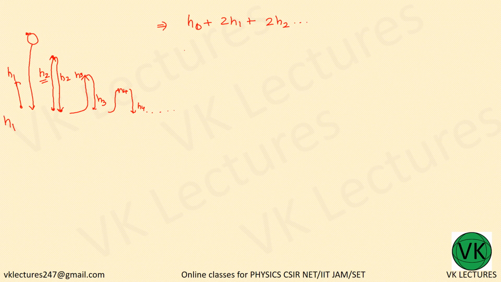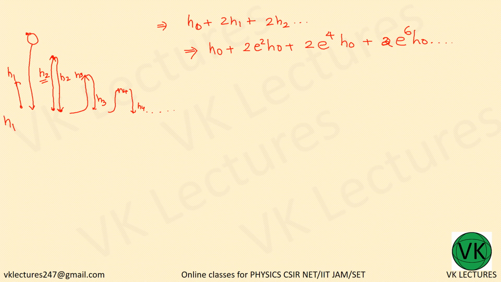That's how your CSIR questions will be. That goes on. Now in terms of E, we will write it as H naught plus 2 times E square H naught plus 2 times E to the power 4 H naught plus again 2 times E to the power 6 H naught, and it goes on.